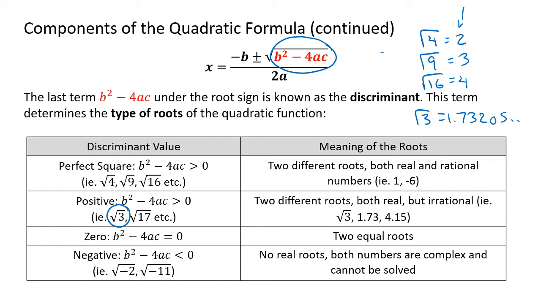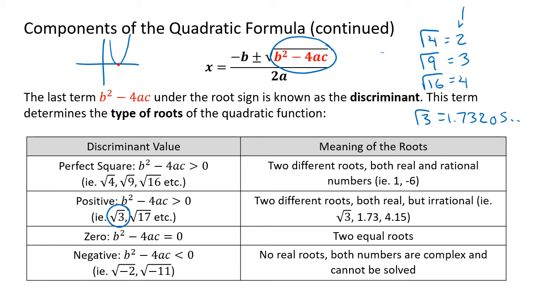The third option is if it's 0. If it's 0, then what happens is you only get one root. But it's exactly the same. So both your roots would be -2, for instance, or whatever number it is. That happens when the vertex of your parabola is the only point that touches the x-axis. So it only really goes through there one time.